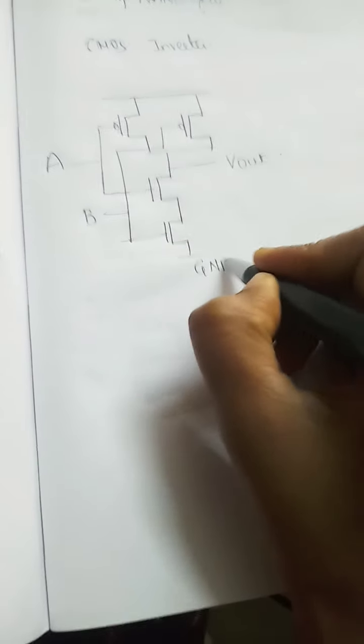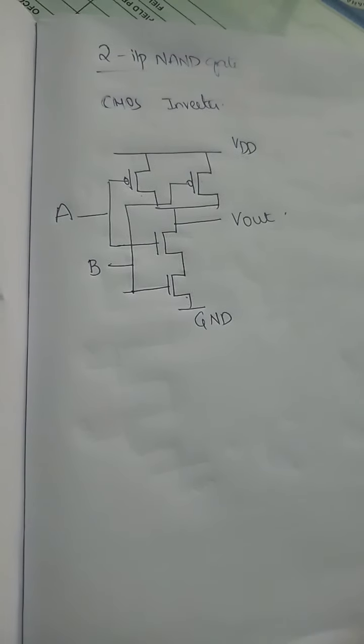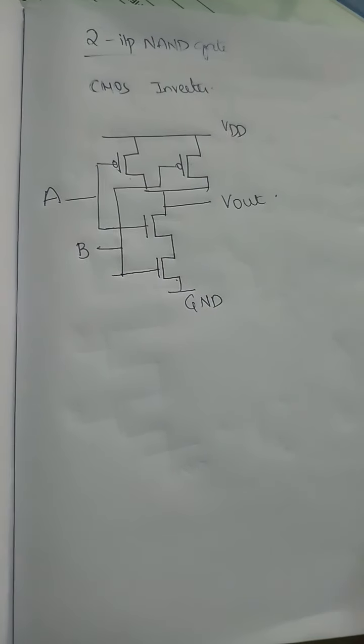And the output Vout is taken in between these two. The input, both common, you have to take here as input A. Another input, see how I am taking the connections. The same connections you have to represent in your stick diagram. This is ground, this is VDD. This is the circuit diagram for the CMOS NAND gate.